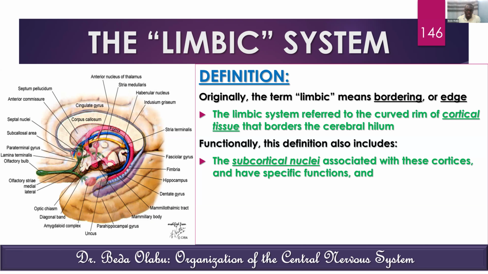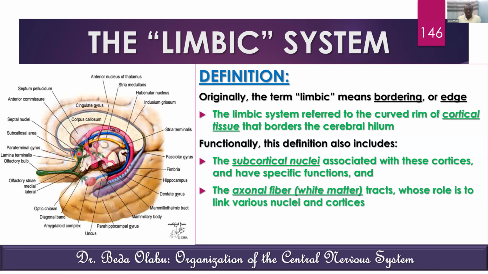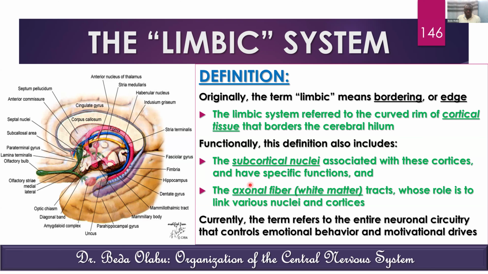Now, again, it's not limited to the nuclei and the cortical tissue only. It also involves some white matter tracts that join the nuclei and the cortices. So we have several axonal fibers that join the nuclei and the cortices. They're also part of the limbic system. So therefore, currently, when we talk of the limbic system, we are not restricting ourselves to these structures which are in or around the hilum of the cerebrum, but we extend it to include the entire neuronal circuitry that tends to control emotions and behavior and is also involved in motivational drives. So that's the current concept.